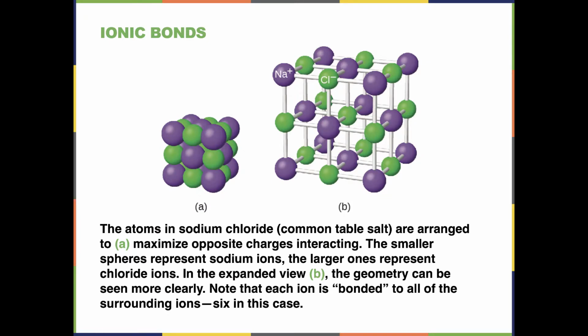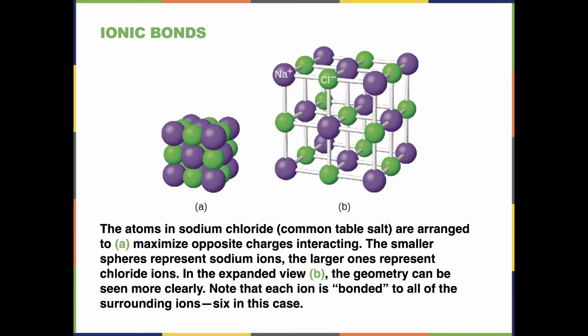And it forms a lattice structure like this. This is a molecular structure showing the ionic bonds between sodium and chlorine in the compound sodium chloride, which is table salt. The diagram on the left shows that the arrangement is such that it maximizes the charges that interact with each other, negative to positive. The smaller spheres in this diagram represent the sodium ions. The larger spheres represent the chlorine ions. The smaller spheres are purple and the larger spheres are green.